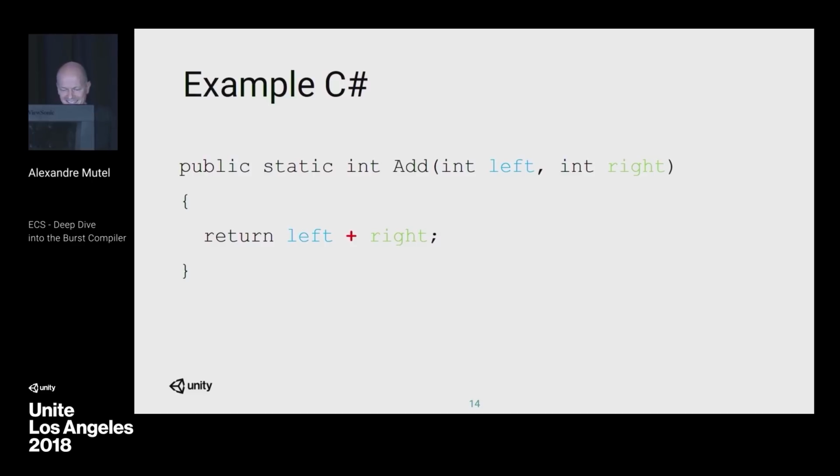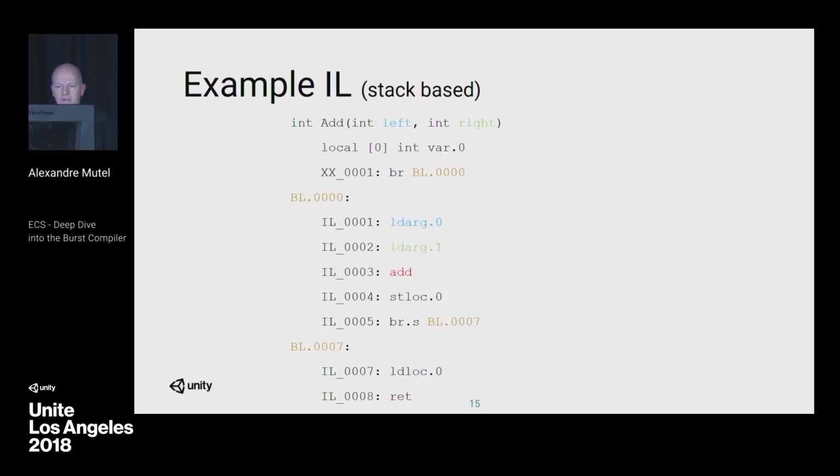So, an example in C#. We are going to add two numbers. I don't think it's very useful for a game in this case, but you can see the left and right arguments, blue and green, and the plus sign. And in IL, it's like this.